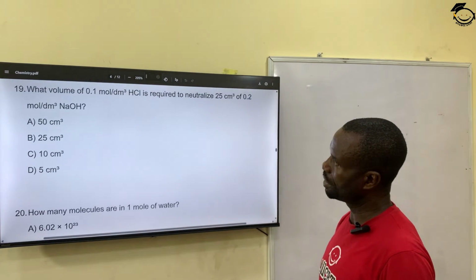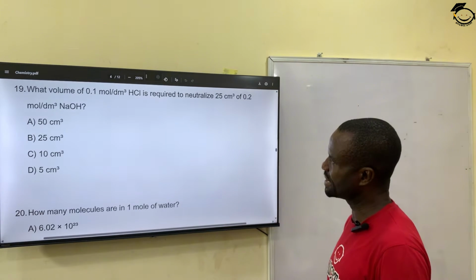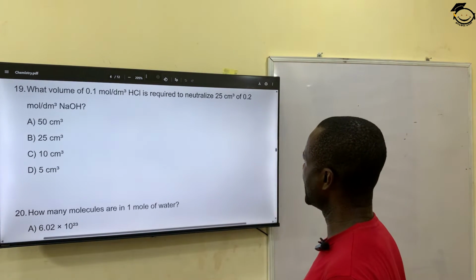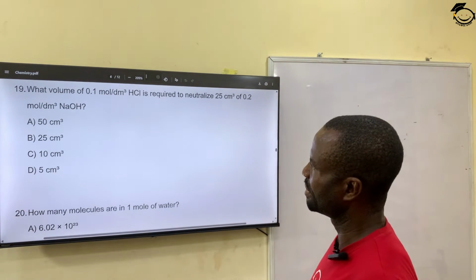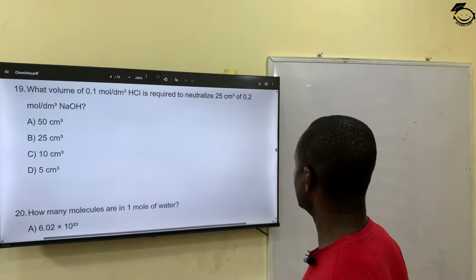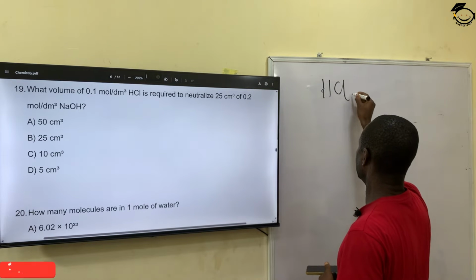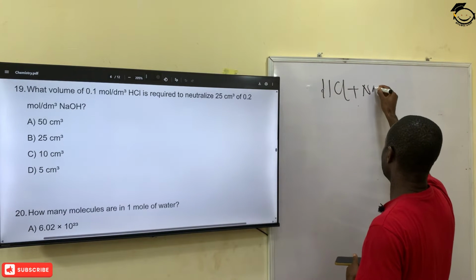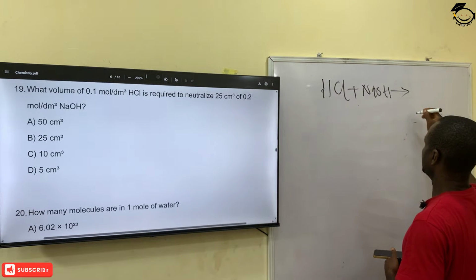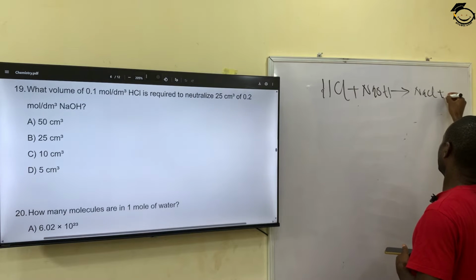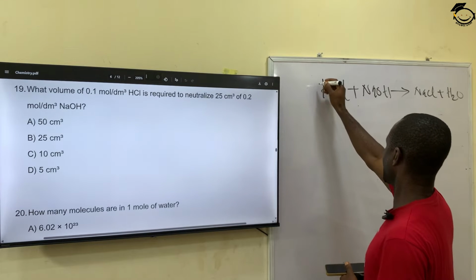All right. Number 19. What volume of 0.5 mole per dm³ HCl is required to neutralize 25 cm³ of 0.2 mole per dm³ of sodium hydroxide? So this is a titration reaction. Let's have the equation of reaction: HCl reacting with sodium hydroxide to give you salt and water. It's a neutralization reaction, giving you NaCl plus water. Now, the mole ratio is 1 to 1.